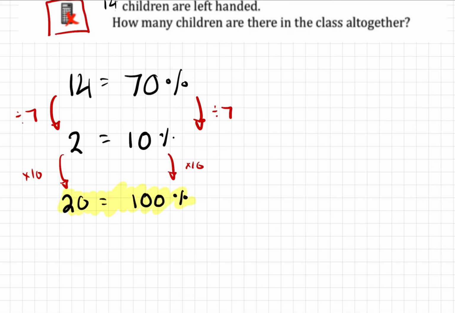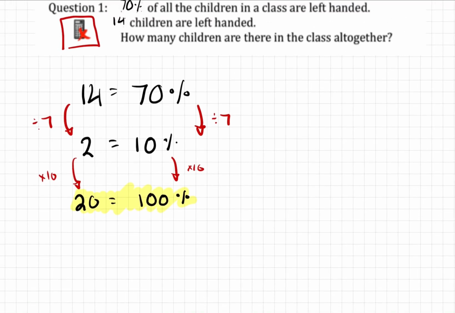As a bonus question, how many people are right-handed? Well, if there's 20 in the class and 14 are left-handed, what we have to do is take them away from each other. 6 people are right-handed. There we are.